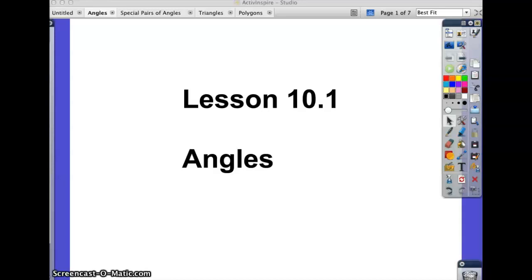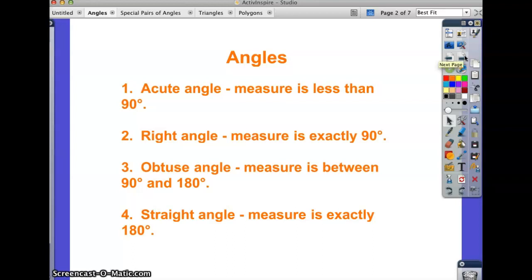This is lesson 10.1, angles. First, some vocabulary. Acute angle: the measure is less than 90 degrees.